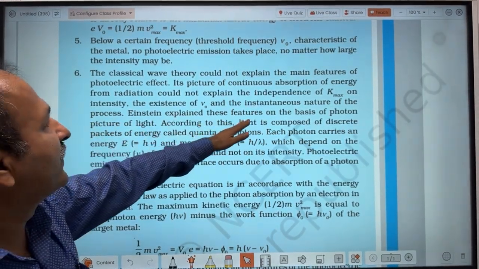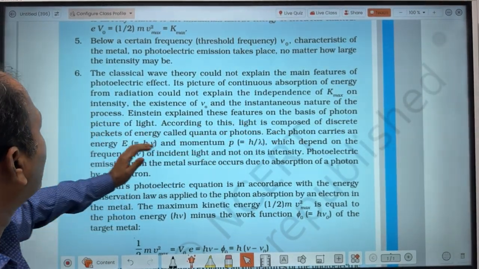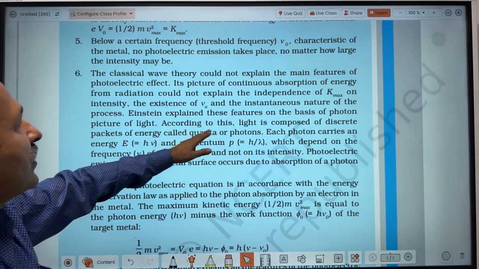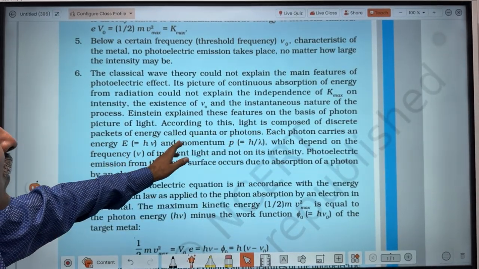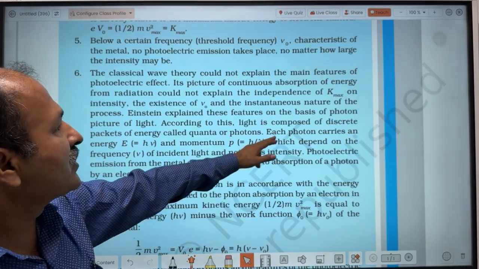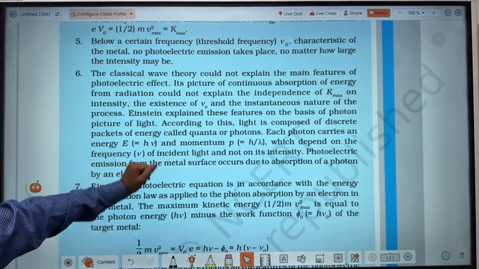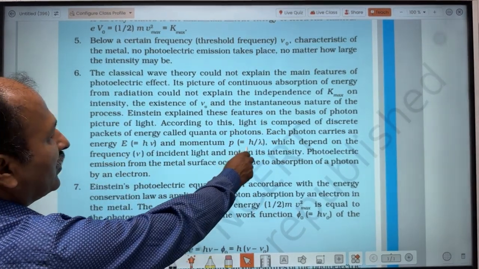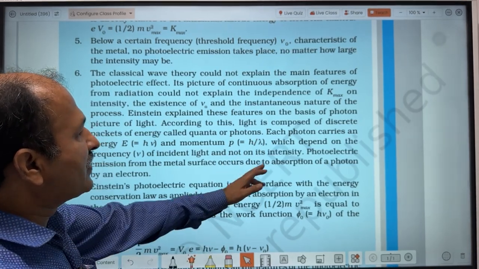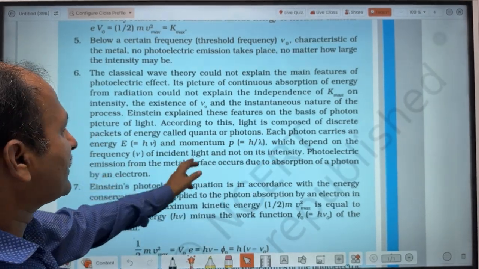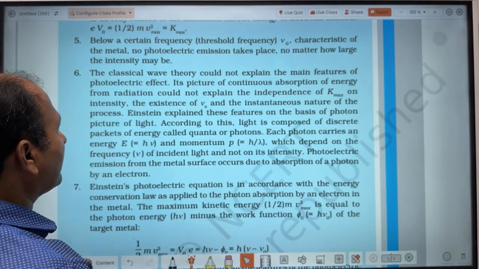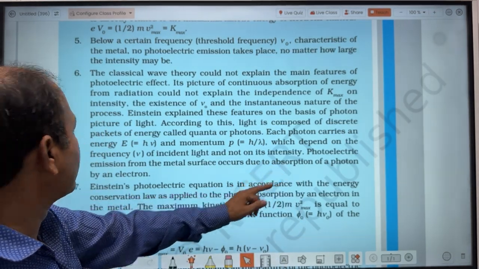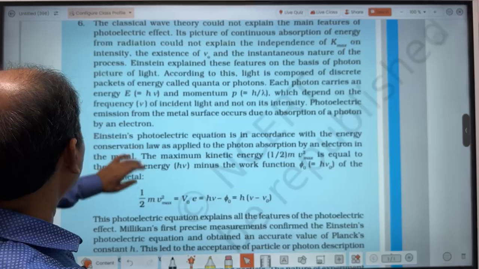Einstein explained these features on the basis of the photon picture of light. According to this, light is composed of discrete packets of energy called quanta or photons. Each photon carries an energy E equal to h nu and momentum p equal to h upon lambda, which depends on the frequency of incident light and not on its intensity. Photoelectric emission from the metal surface occurs due to absorption of a photon by an electron.